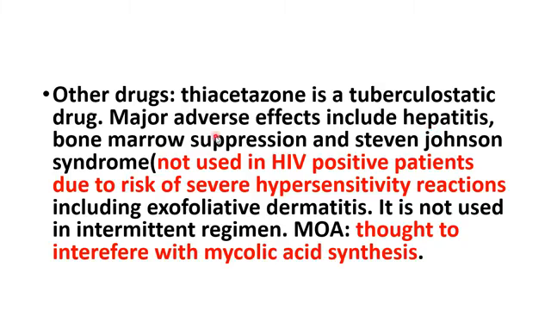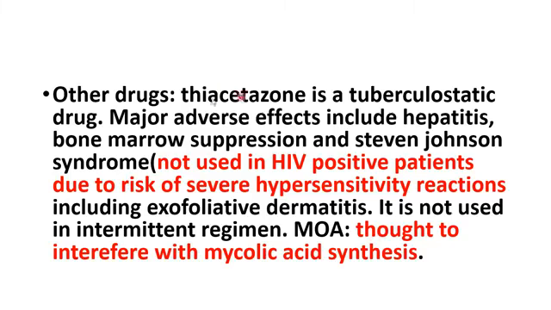And other side effects of thiacetazone, other than hepatitis, are that it can cause bone marrow suppression and Stevens-Johnson syndrome, particularly in HIV positive patients. In HIV positive patients, it can cause severe hypersensitivity reactions like exfoliative dermatitis. And what is the mechanism of action of thiacetazone? It is thought to interfere with your mycolic acid synthesis.